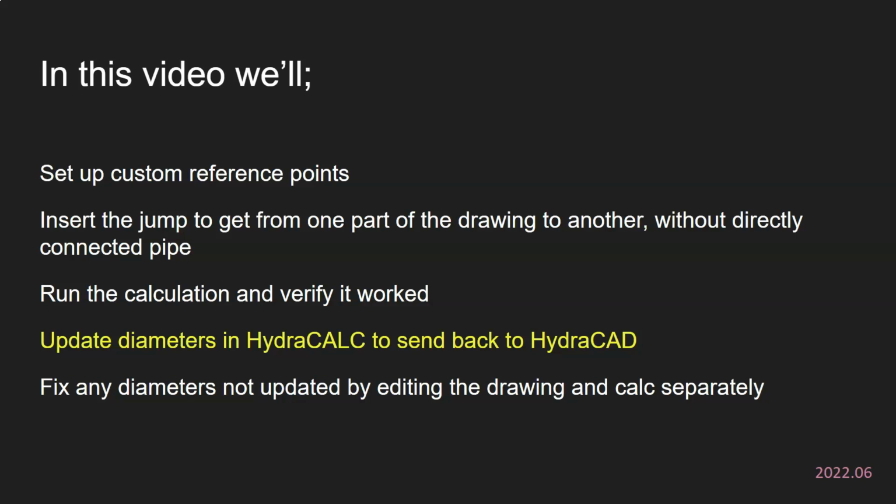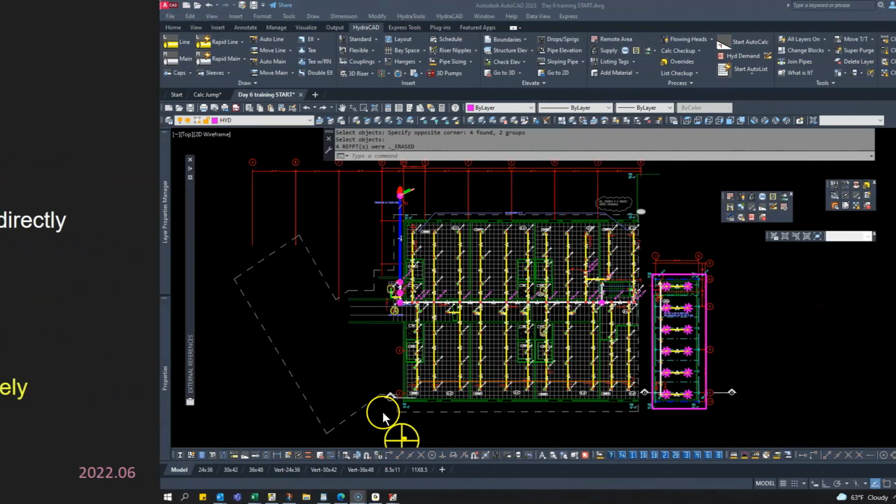We'll update our diameters in HydroCalc and have it send those back to HydroCAD. And we'll fix any diameters that didn't get updated by editing the drawing and the calc separately. Let's get started.